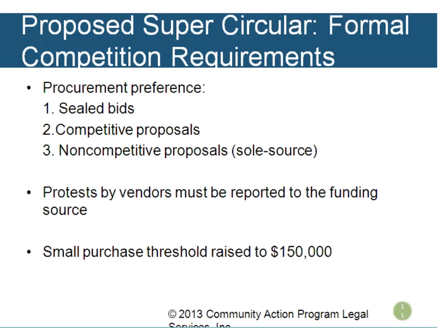But in any event, it goes through more detail in terms of here's when you have to do sealed bids, here's when competitive proposals are enough, and here's when sole source is okay. So it goes through a more detailed and more prescriptive method of determining what type of procurement you can do in a particular situation. It also would require that any protest by vendors be reported to the funding source, which again I believe is in the state and local grantee version of A110 now, but it's not in A110 itself. And the small purchase threshold would be raised to $150,000.